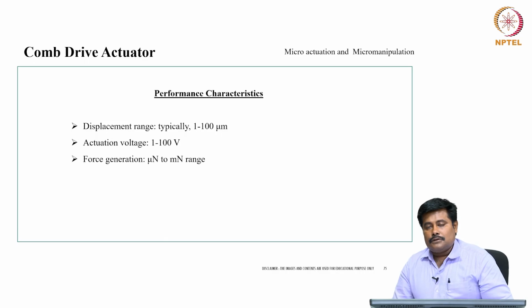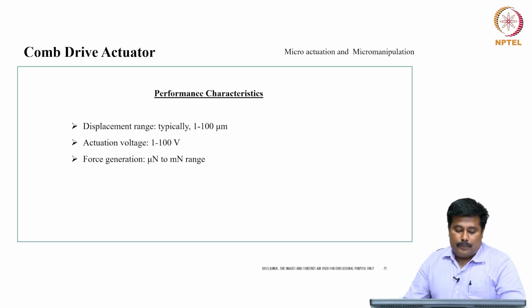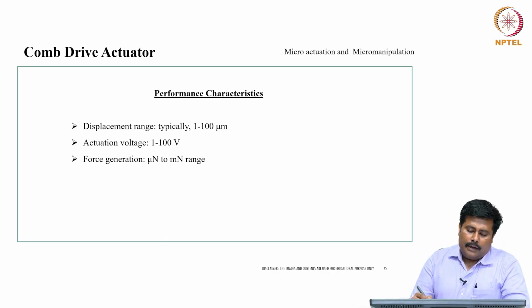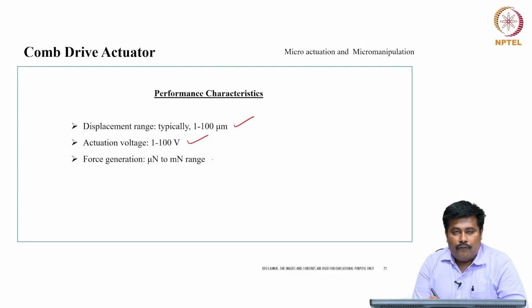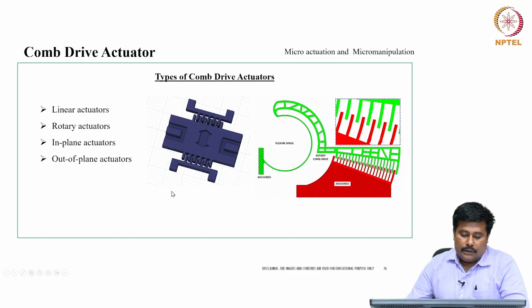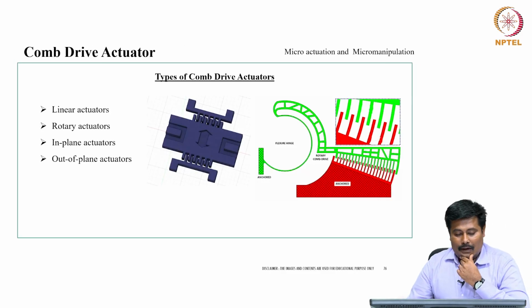With reference to the performance characteristics point of view, typically it has a displacement range of around 1 to 100 micrometer, and an actuation voltage of close to around 1 to 100 volt, and the force generated is in the range of micronewton to millinewton. So, there are different types of comb drive actuators.